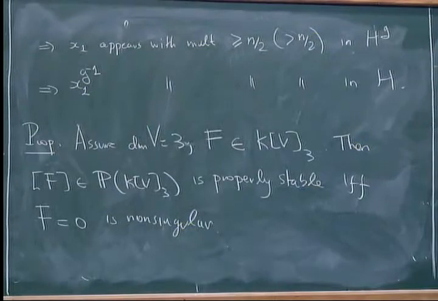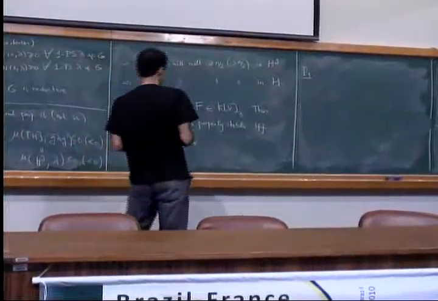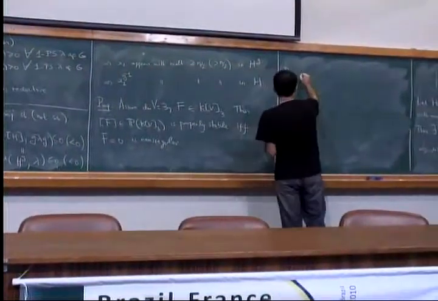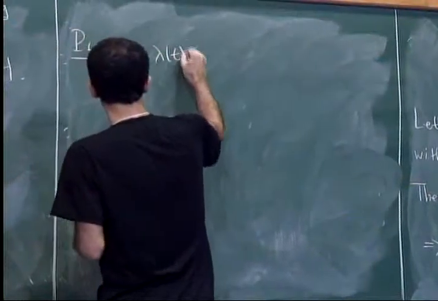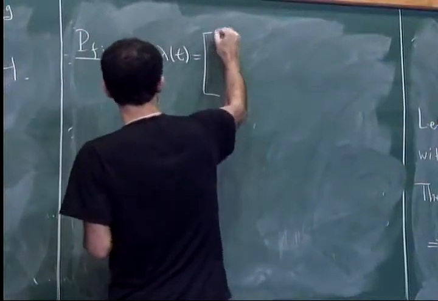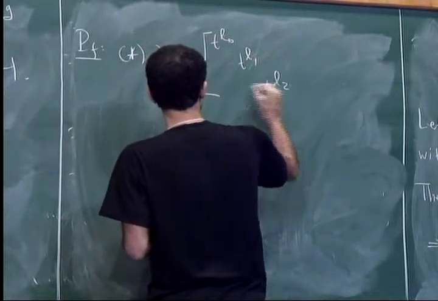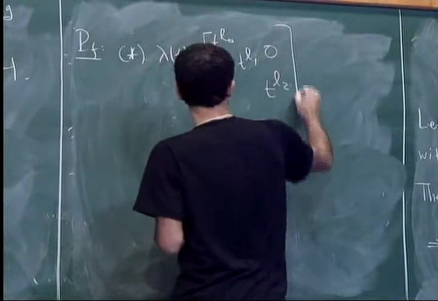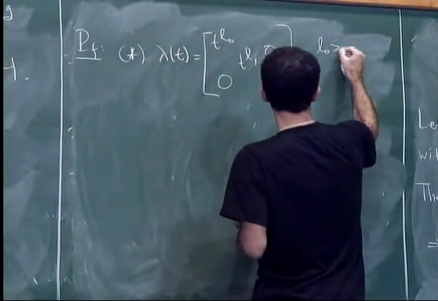So we do exactly as before. We're going to pick a basis of V, a basis of the dual, and we're going to first consider lambda t of a special form. So now it's a 3 by 3. So we have one more power. We can organize in this way.